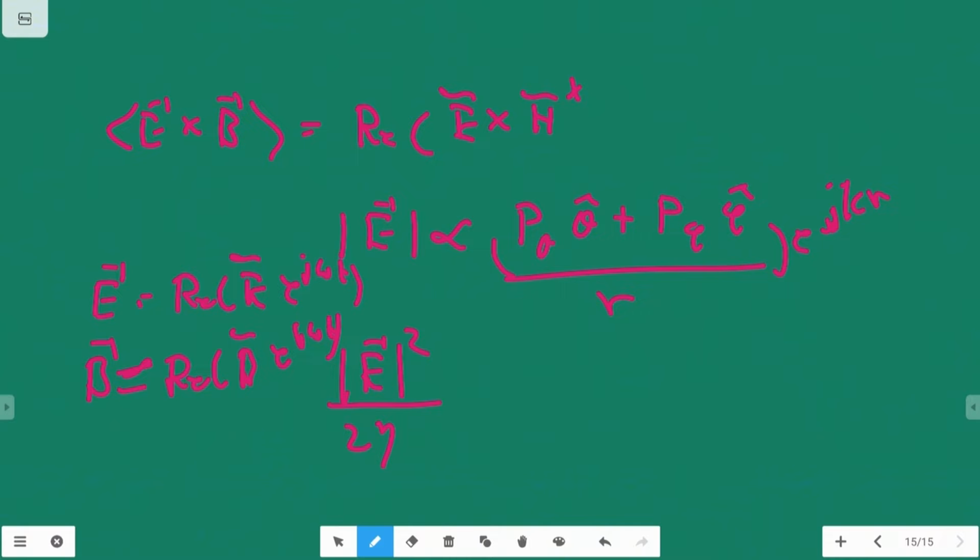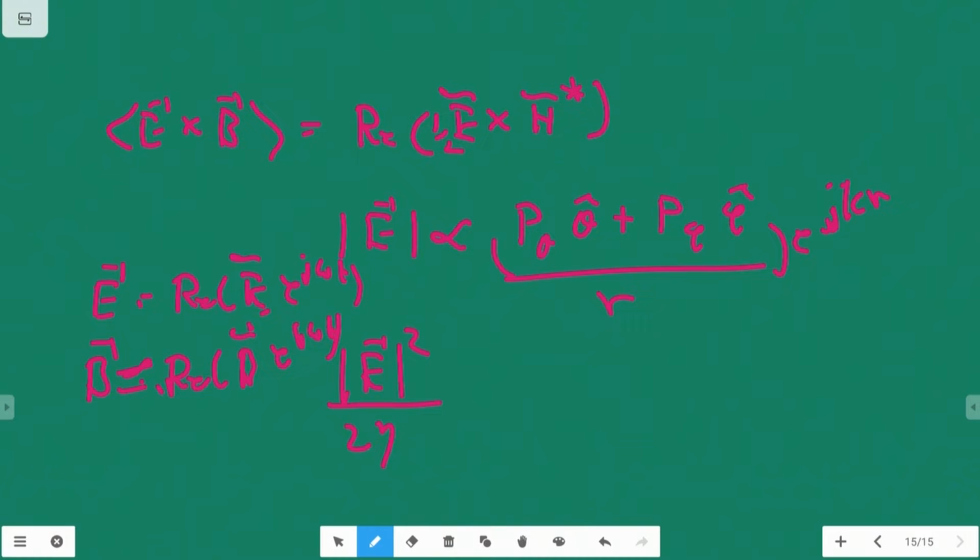and e power j omega t will drop out, because if you expand this real part, it will be (E tilde e power j omega t plus E tilde star e power minus j omega t) by 2, and you take the cross product and ignore the e power 2 j omega t terms, which average out to 0, that will give you this thing.